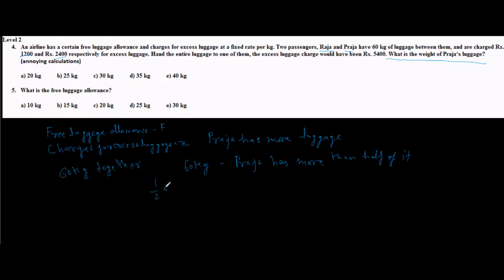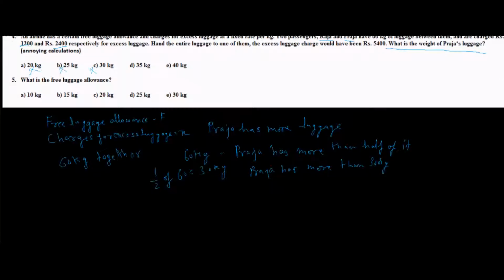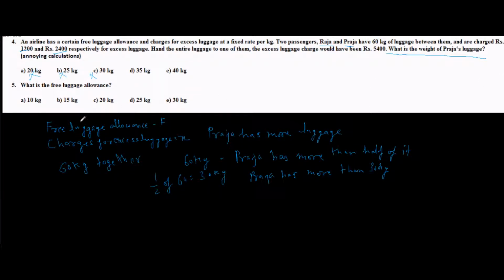Half of 60 is equal to 30 kg. So Praja has more than 30 kg luggage. Now I see that since Praja has more than 30 kg luggage, A, B, C cannot be my answer because my answer is more than 30 kg. So very well, my answer is either 35 kg or 40 kg. Let's test them both out with the conditions given.